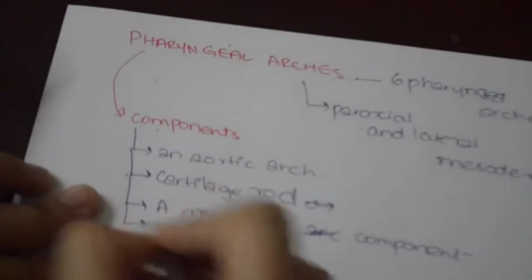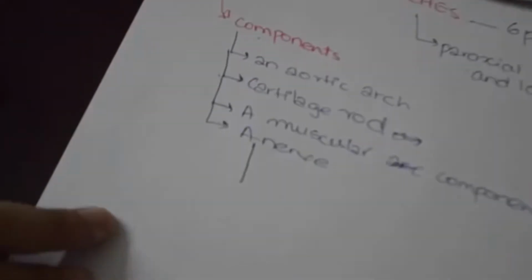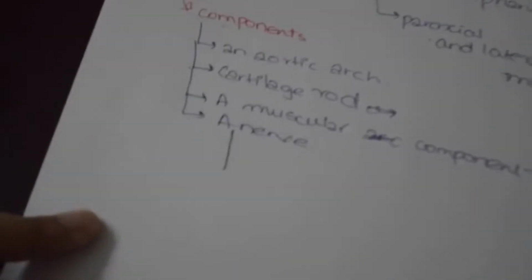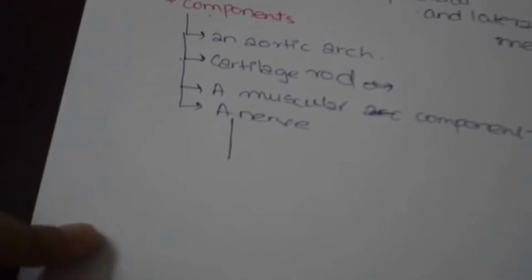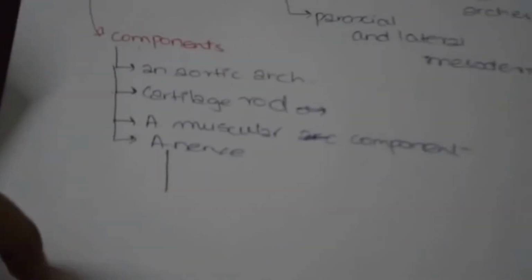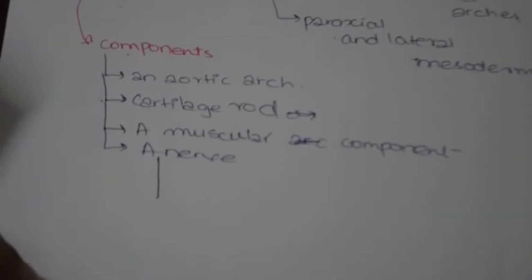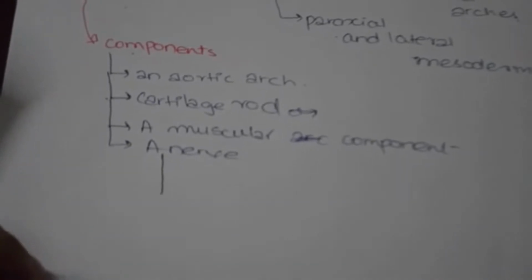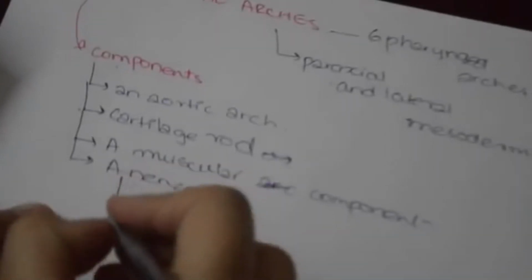And then there is a nerve. About the nerve: the nerve is not derived from the pharyngeal arch. The nerve is actually from the neuroectoderm of the primordial brain and supplies the mucosa and the muscles of the pharyngeal arch. The nerve isn't directly derived from the pharyngeal arch, neither is the aortic arch. So what are the nerves that will be found here?